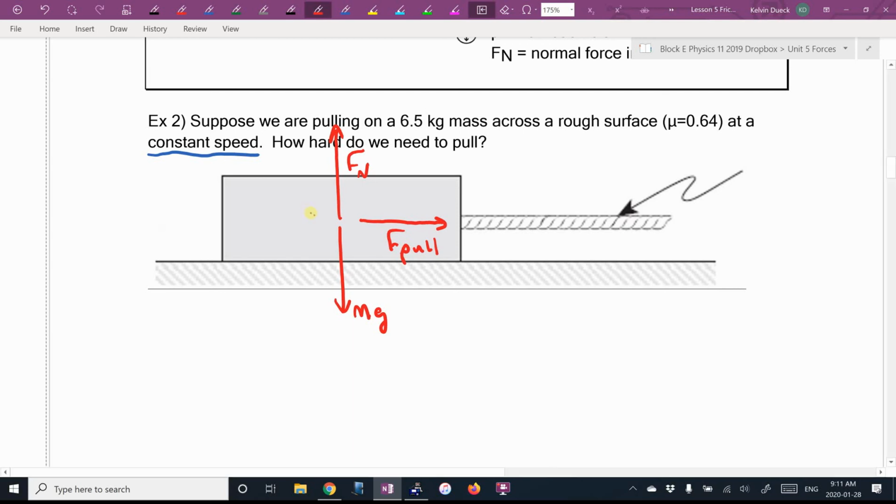Eyeball it. In other words, I wouldn't do that, and I wouldn't do that. And if I'd asked you to draw the free body diagram, I would take marks off if you did any of those. So about like that. What does it want me to find, Karn?